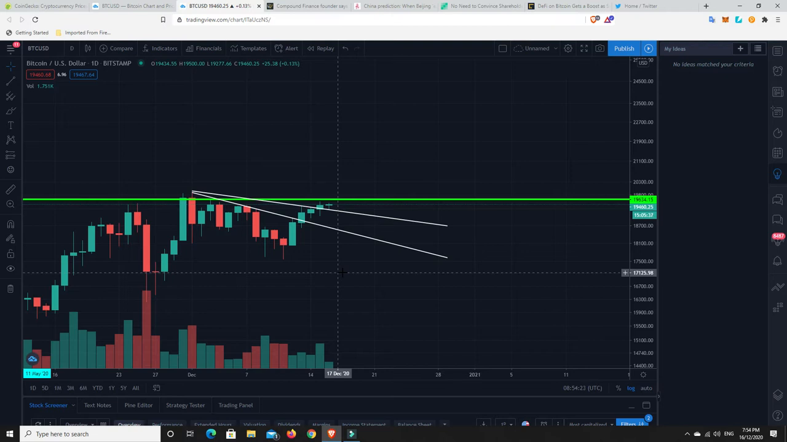I think that's unlikely at the moment. I think it's possible we get to $25,000, have a 40% retracement and come back down towards $14,000 or $15,000. But even then, there's no guarantees that will happen.